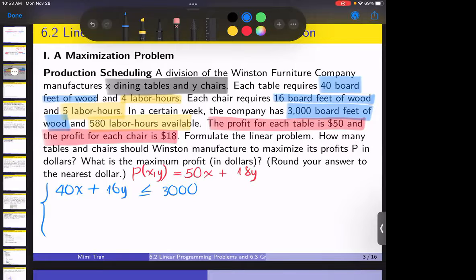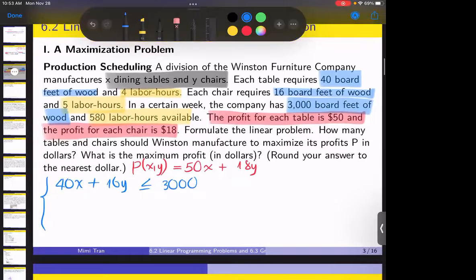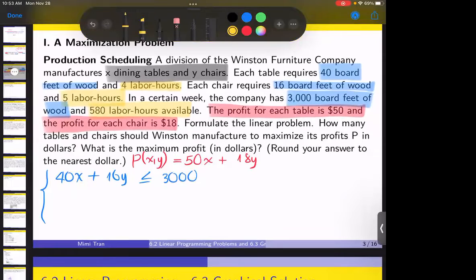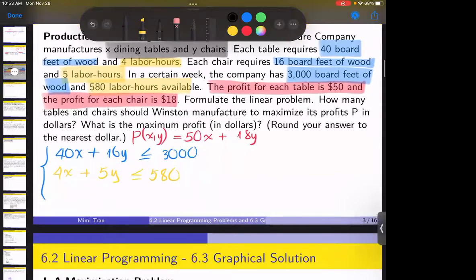Make as many chairs and tables as you can. Optimize it. And then the next one will be what? Well, the next one to be easy will be 4x plus 5y. The table takes 4 hours to make and the chair takes 5 hours, and you have a total of 580 hours. That's a deadline. So far so good? Are you guys okay? I know it's kind of weird, but it takes time, it takes practice. And then one last thing is common sense: because x and y are the number of tables and chairs, x and y cannot be negative.